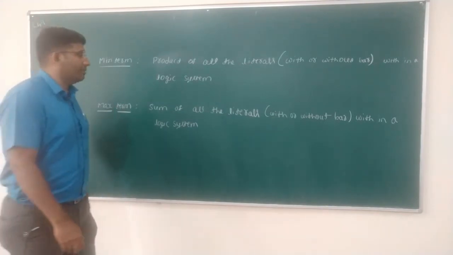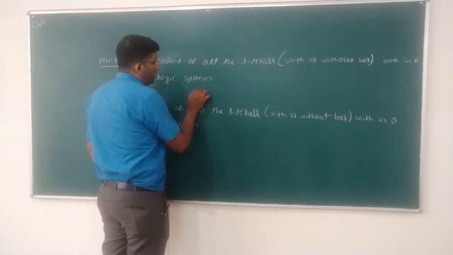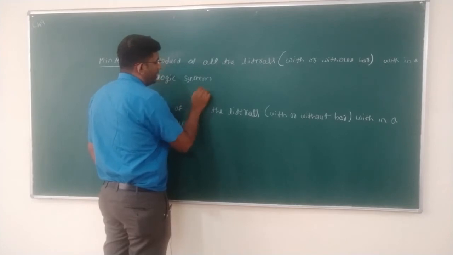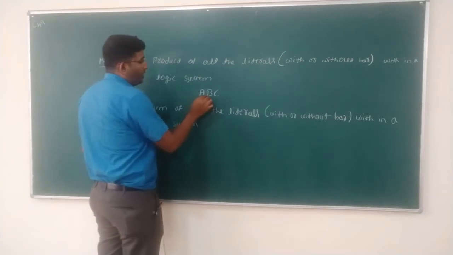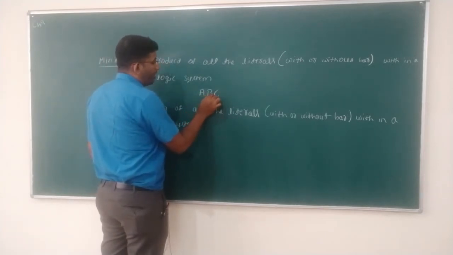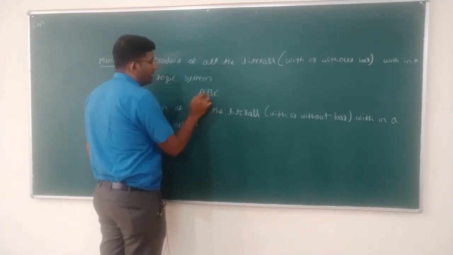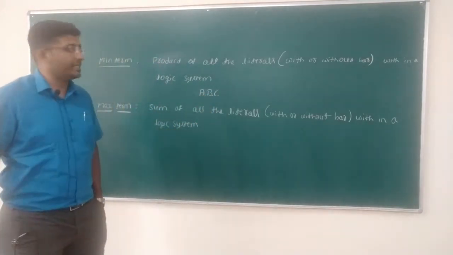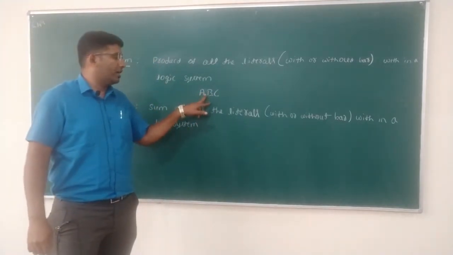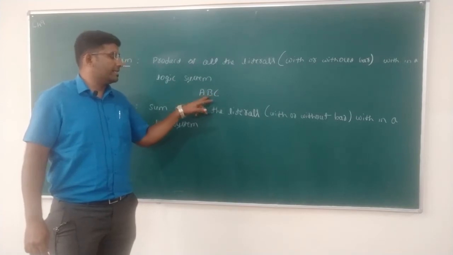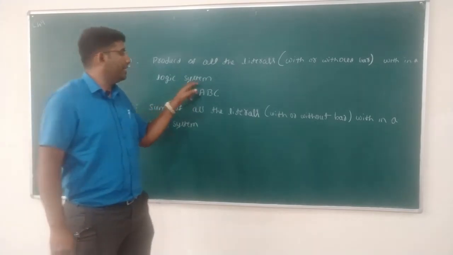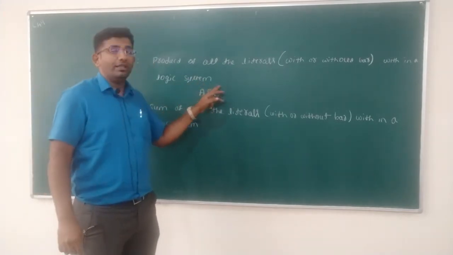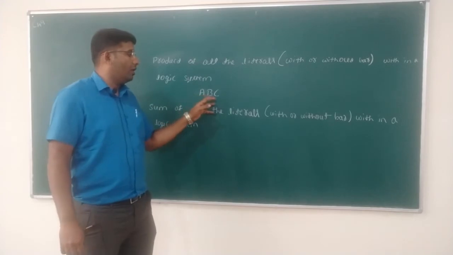To take an example, if I write the variables A, B and C, even if I am not writing any dot symbol, it will be considered that a multiplication sign is present between them. You have to multiply A into B into C. So we can say it is the product of all the literals.